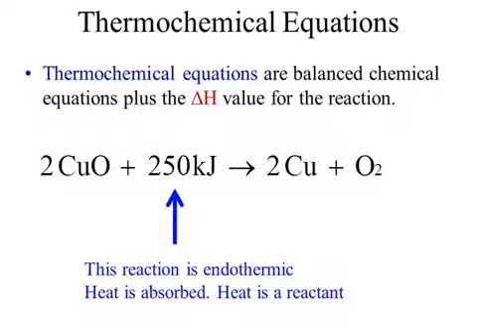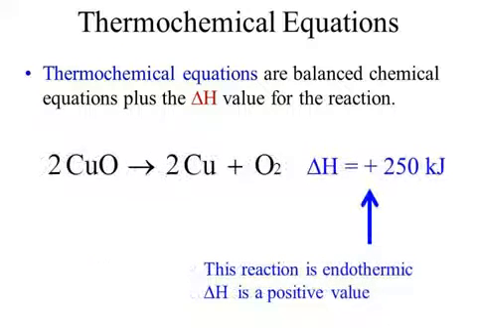In this reaction, heat is a reactant. This is an endothermic process. If you want to write the energy in the equation, you can write it as a reactant, or you can write it beside the reaction with the positive 250 kilojoules indicating that energy is required or absorbed, and this is an endothermic process.